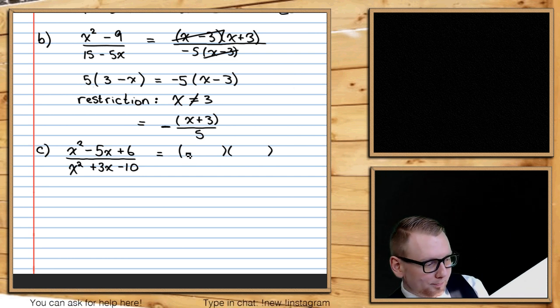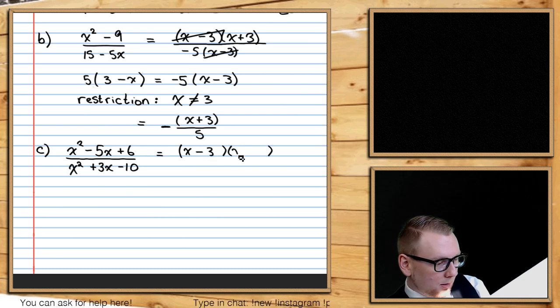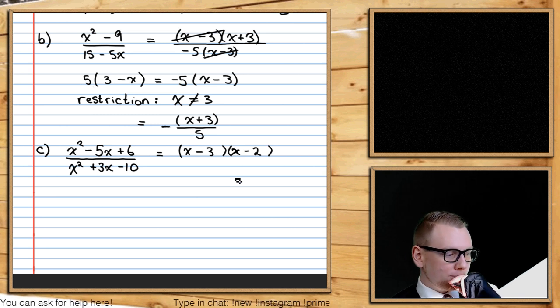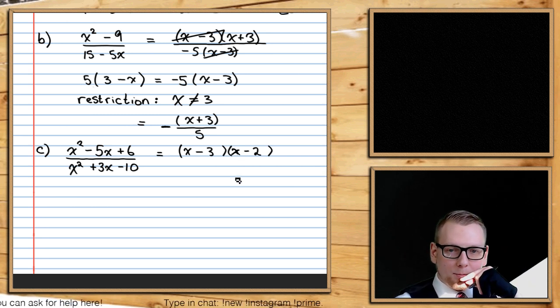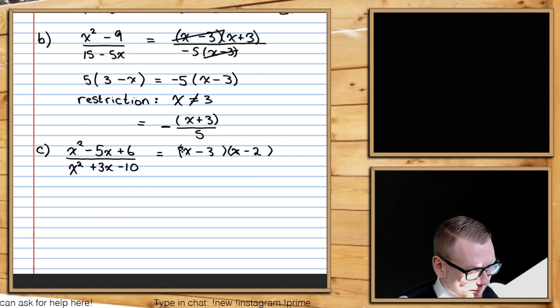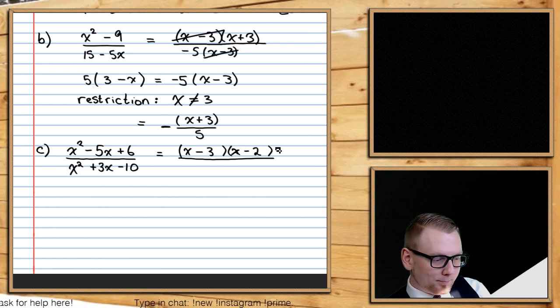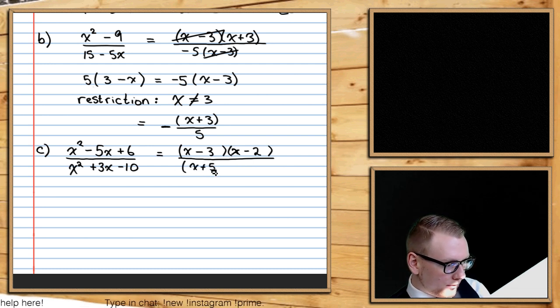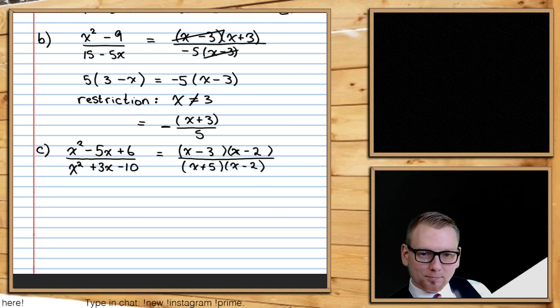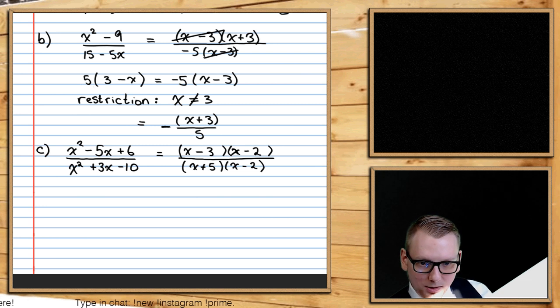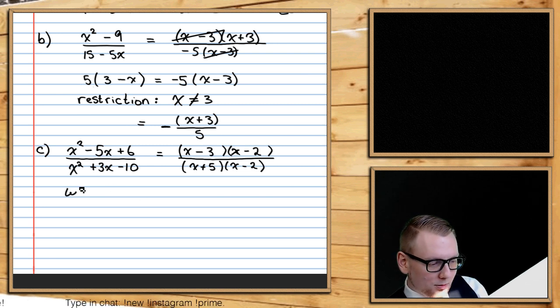Yeah, exactly. X minus 3 and x minus 2. Now the denominator. Same thing. Write it out for me. Good. X plus 5. X minus 2. Okay. Now it's in factored form. What are the restrictions?